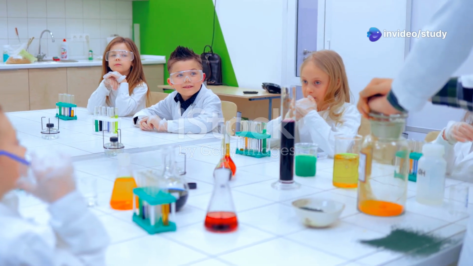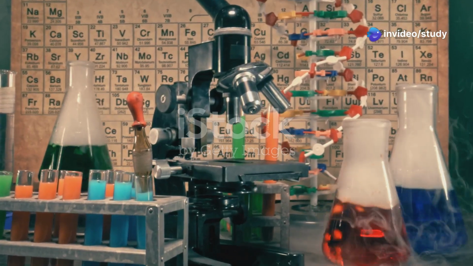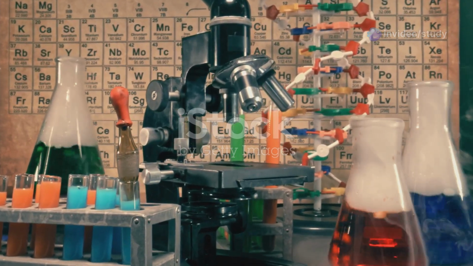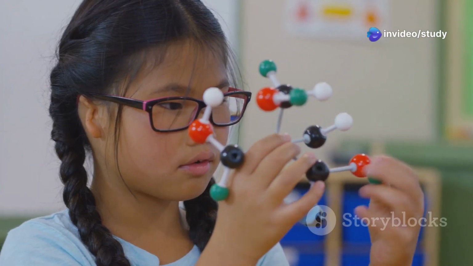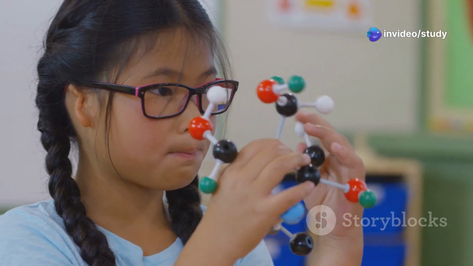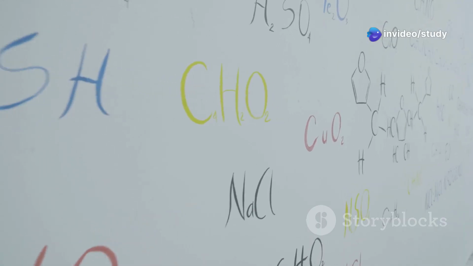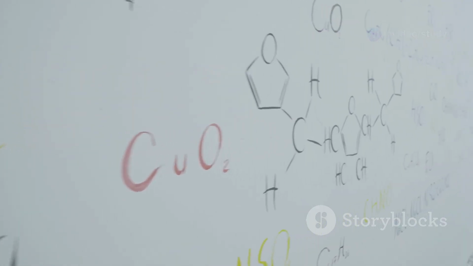Hey there, future scientists. Have you ever wondered what makes up the world around us? It's all about chemicals. And guess what? We use special codes called chemical formulas to represent these chemicals. Cool, right? Chemical formulas are like secret recipes for molecules. They tell us which elements are in a molecule and how many of each element.